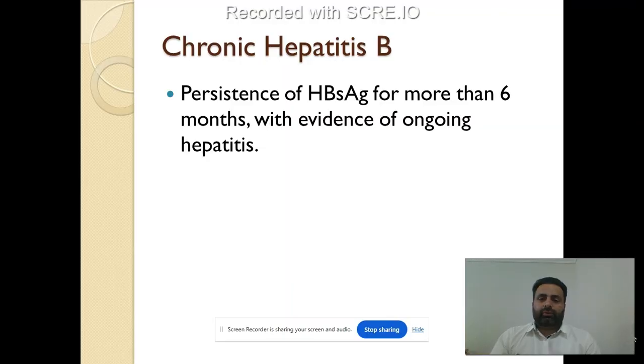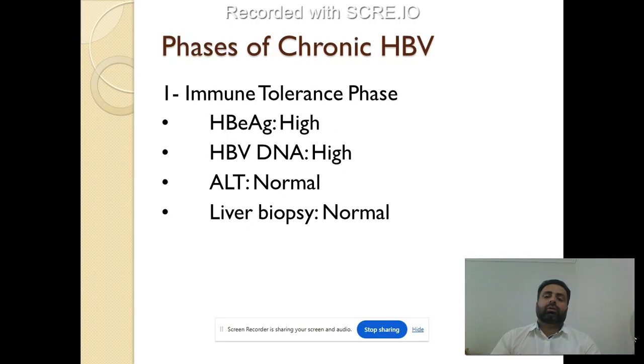So here comes chronic hepatitis B. What is chronic hepatitis B? It is persistence of HBsAg, hepatitis B surface antigen, for more than 6 months with evidence of ongoing hepatitis. It has been categorized into three phases. The first phase of chronic hepatitis B virus is the immune tolerance phase.